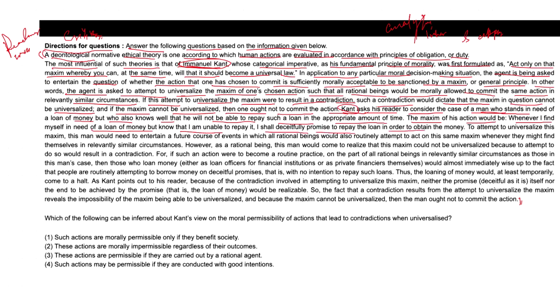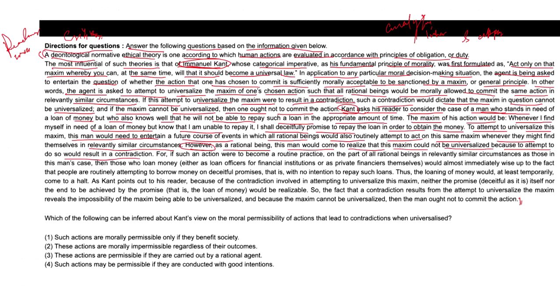To attempt to universalize this maxim, this man would need to entertain a future course of events in which all rational beings would also routinely attempt to act on this same maxim whenever they might find themselves in relevantly similar circumstances. However, as a rational being, this man would come to realize that this maxim could not be universalized because to attempt to do so would result in a contradiction.